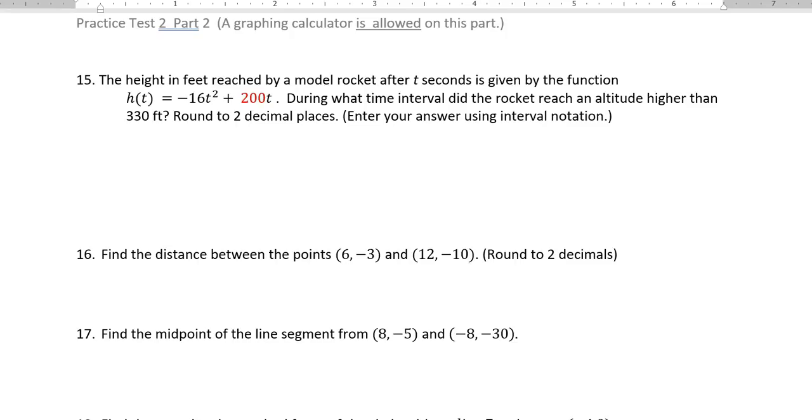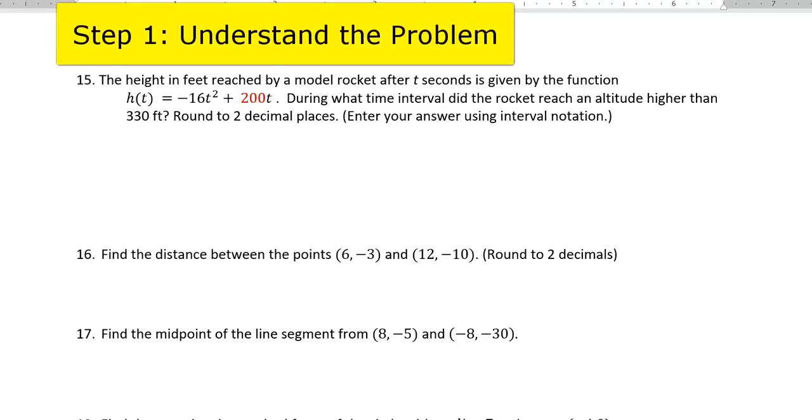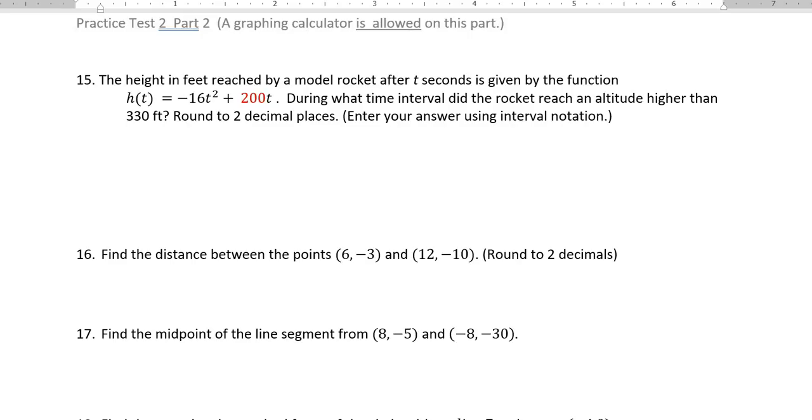Our next problem is a word problem. So the steps we're learning to solve word problems, our first thing is we need to understand the problem. So we want to read it and think about what it's asking. The height in feet reached by a model rocket after t seconds is given by the function h of t is equal to negative 16t squared plus 200t. During what time interval did the rocket reach an altitude higher than 330 feet?